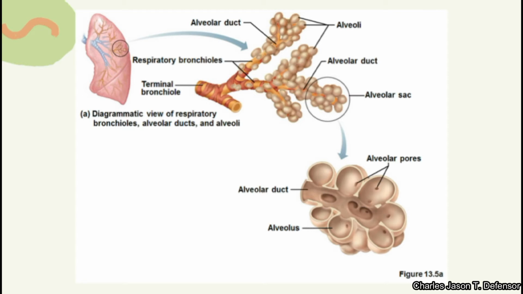Alveolar ducts, tiny ducts that connect respiratory bronchioles to alveolar sacs. In alveolar sacs, cells exchange oxygen and carbon dioxide in the lungs. In the alveolar sac, we have alveolar duct that connects respiratory bronchioles to alveolar sacs. Alveolar pores connect neighboring air sacs. And alveolus is the singular form, which refers to one alveoli.